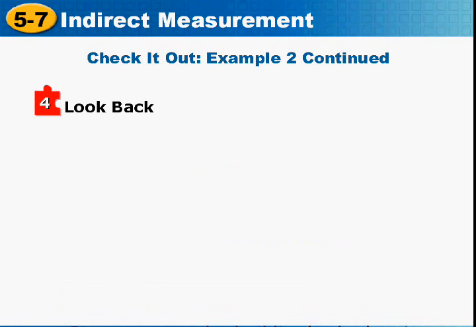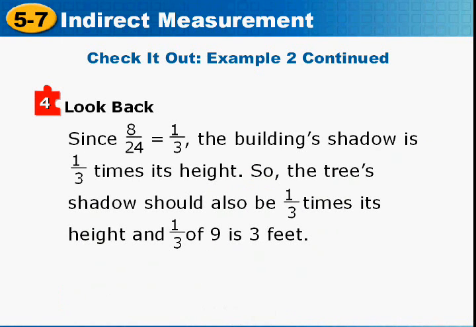Let's take a look back. Since 8 divided by 24 equals a third, the building's shadow is 1/3 times its height. So the tree's shadow should also be 1/3 its height. And 1/3 of 9 is 3 feet, so this works.